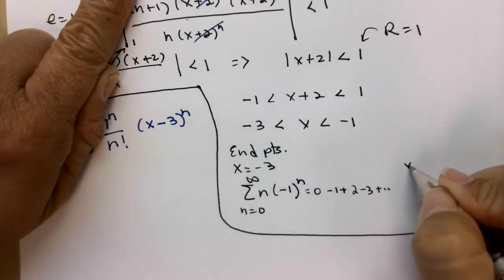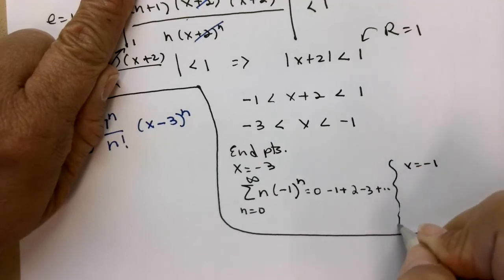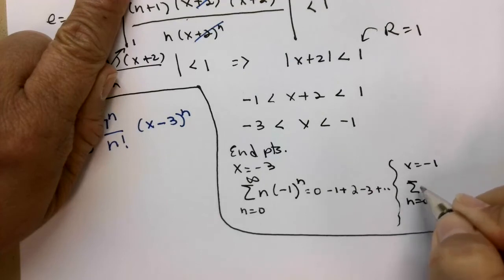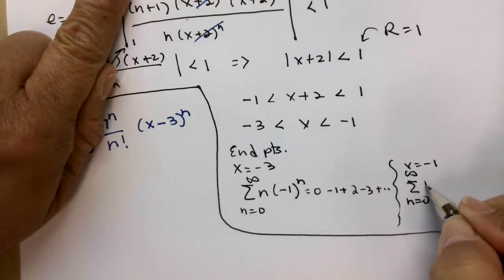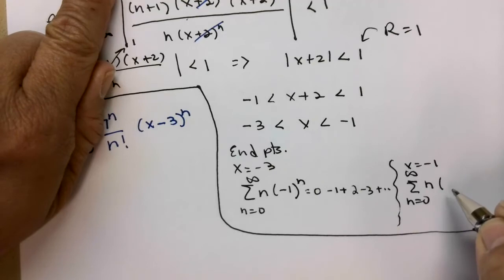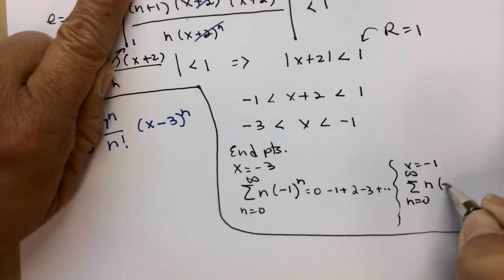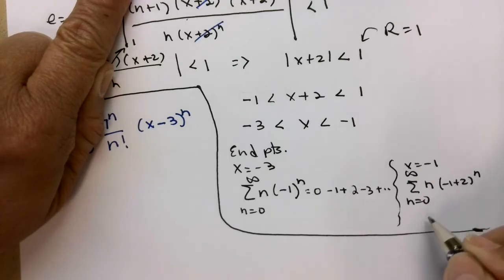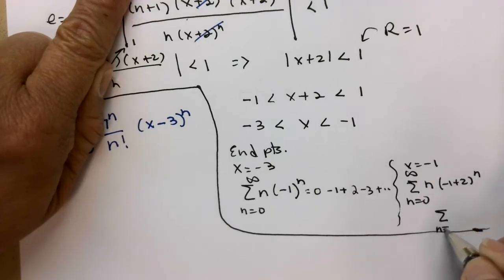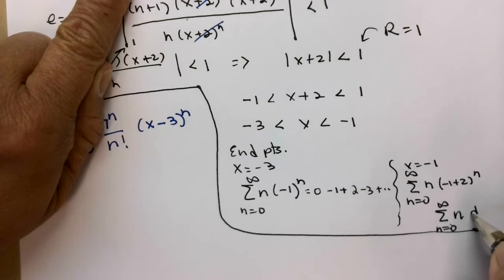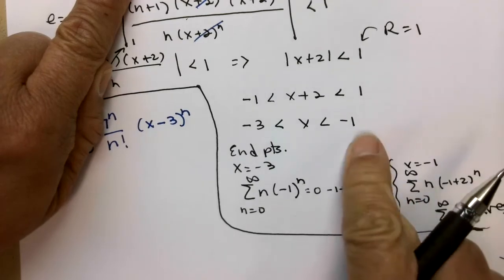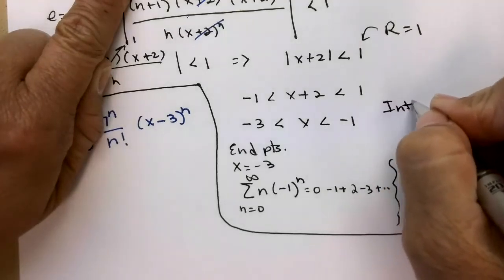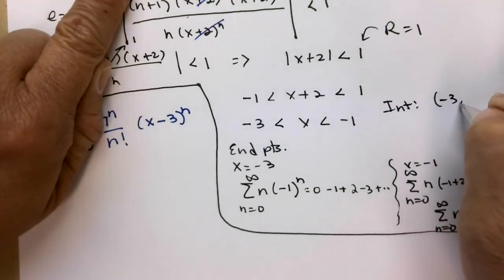And then checking -1, I'm going to get the sum from n equals 0 to infinity of n, and then I've got -1 plus 2 to the n. So that's just going to be a 1 to the n. So this is just the series n equals 0 to infinity of n. That definitely diverges. So we're not going to include the -1 either. So my interval of convergence is going to be -3 to -1.